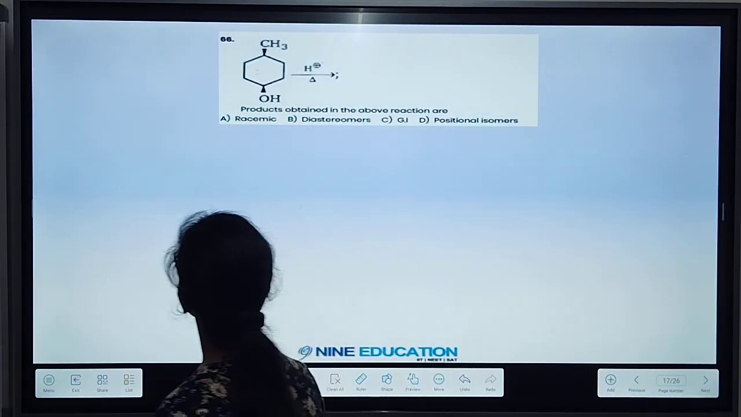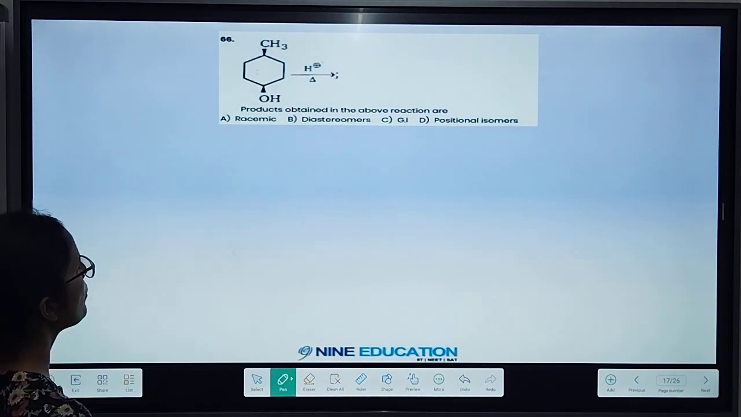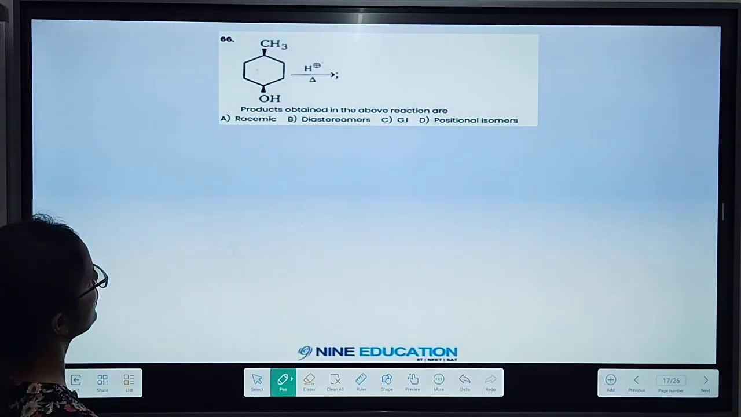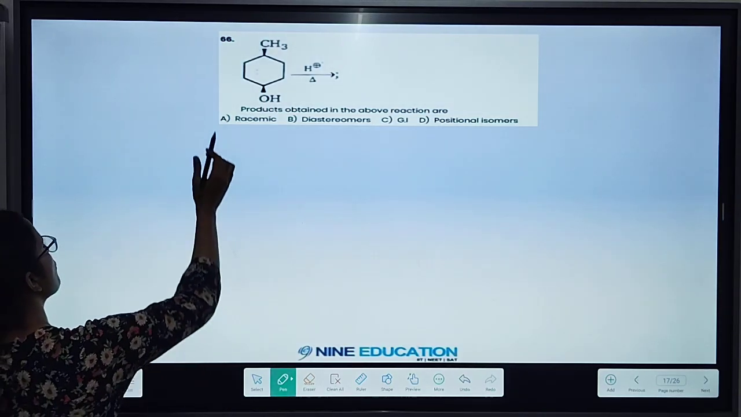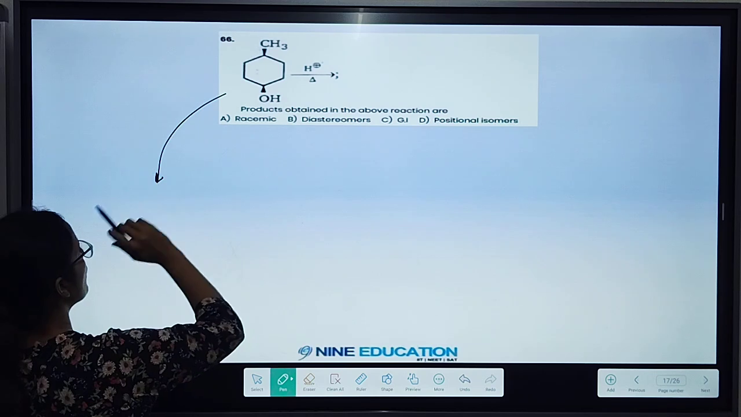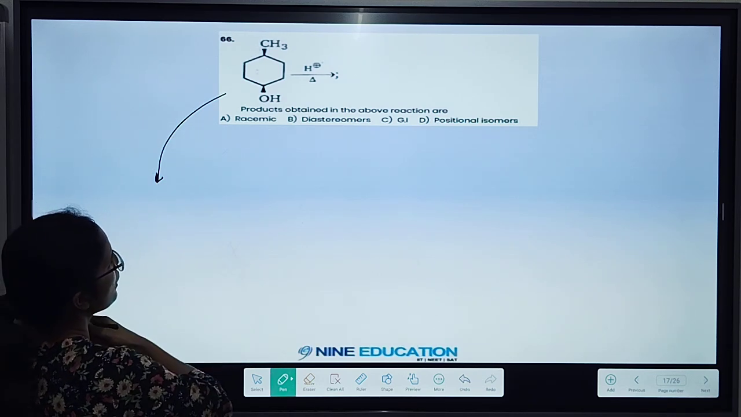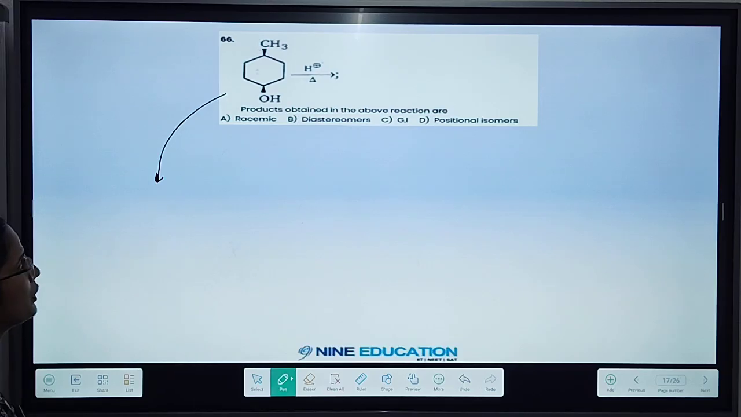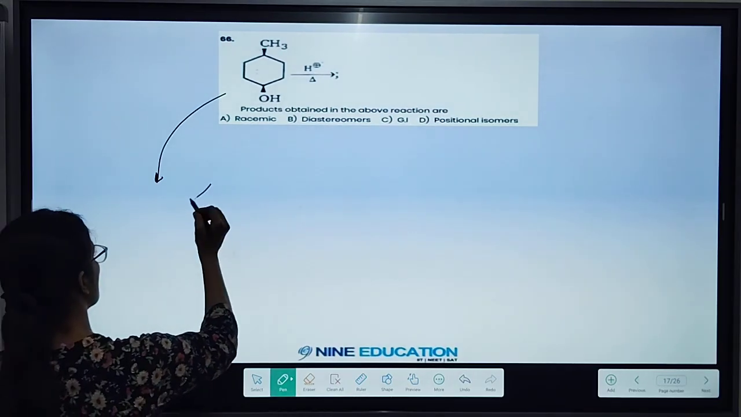Next we are having question number 66 in which some reactant is given and we are having H plus with heating, products obtained in the above reaction are. First of all you are having a compound in which an OH group is there, H plus we are having as a reagent and heating is there. So it means we just simply need to talk about a dehydration reaction.